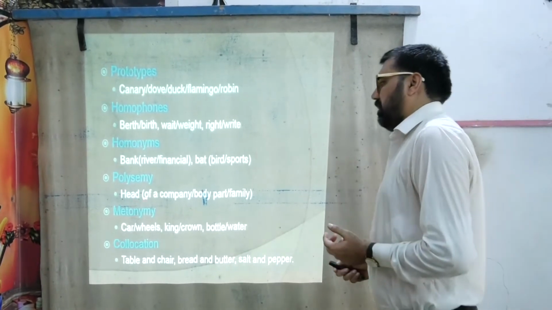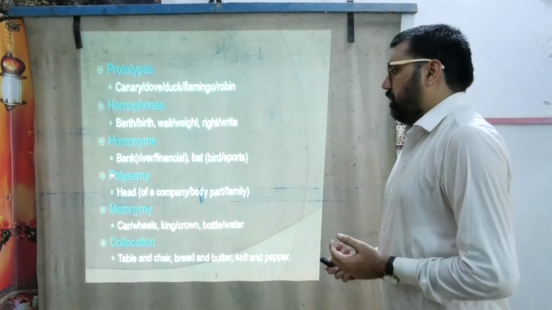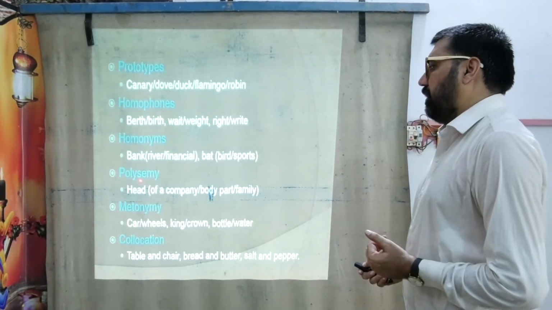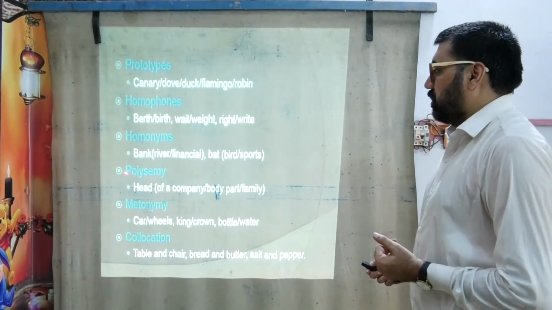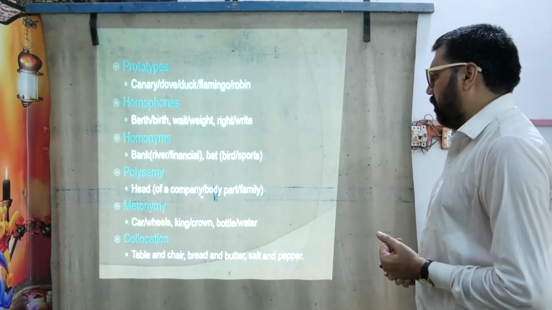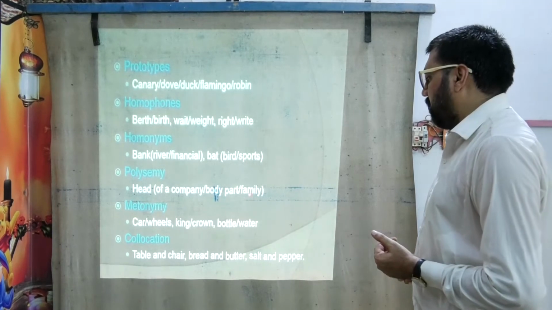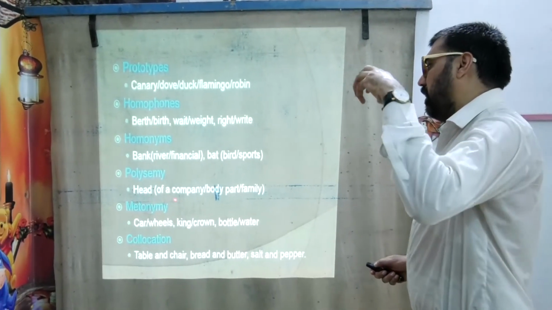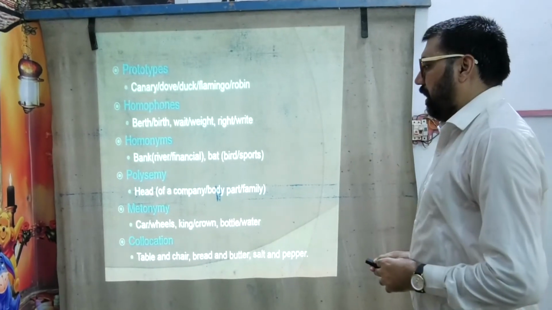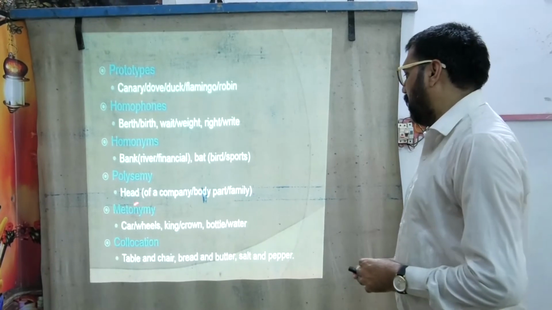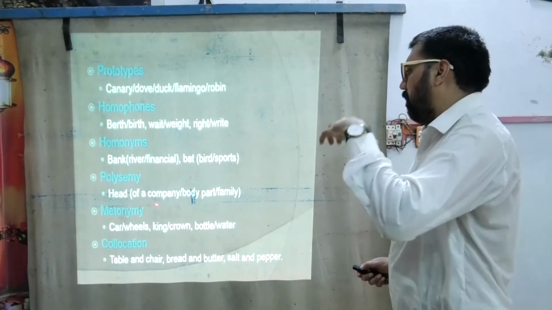Polysemy means that a word which has multiple different meanings related by extension is called polysemy. Like head of the company, head of the body, head of the party, head of the family. It means that the head of the body is always on the top, and head of the company or party or family is also always on the top.